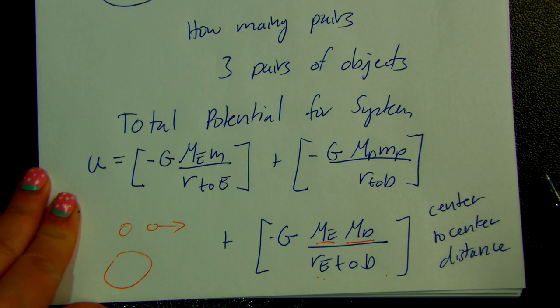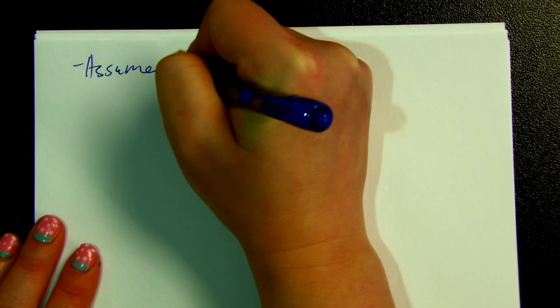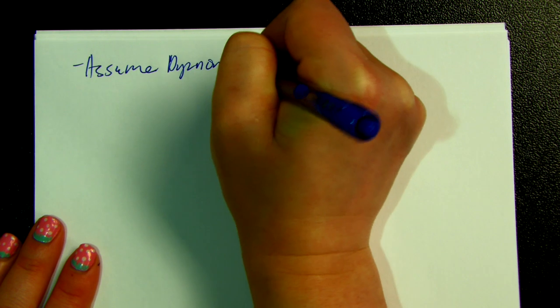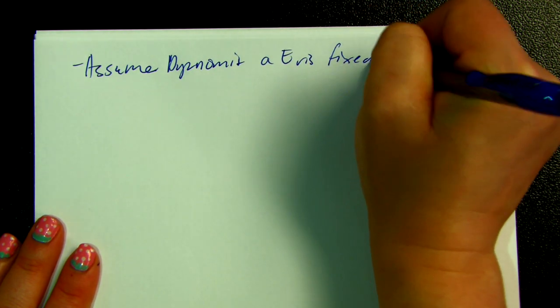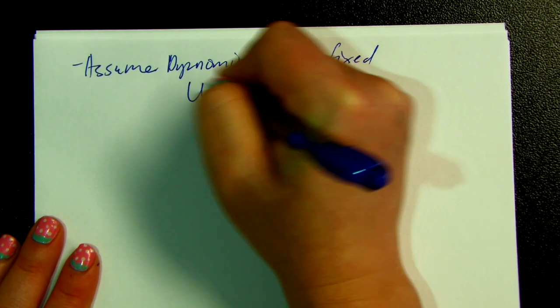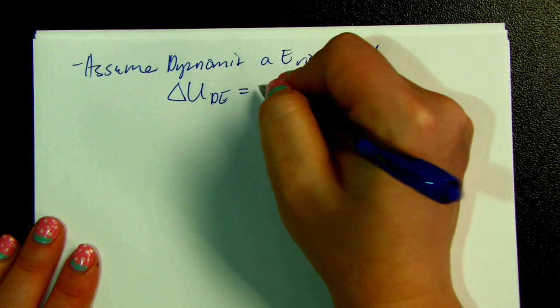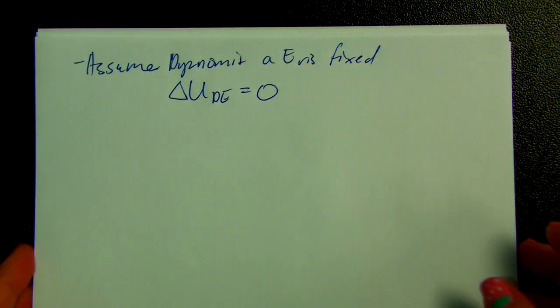All right, so that's a question you also want to ask yourself. Are there some zeros that are the result of the interaction time that I'm looking at? All right, so I'll write a note here. Assume Dysnomia and Eris fixed. So U with the pair dE, or delta U with the pair dE is equal to 0. So they do have potential energy between them. It's just not going to change at that interaction.